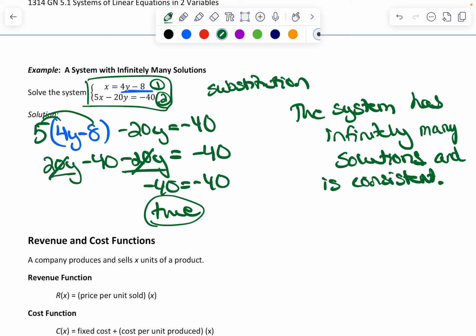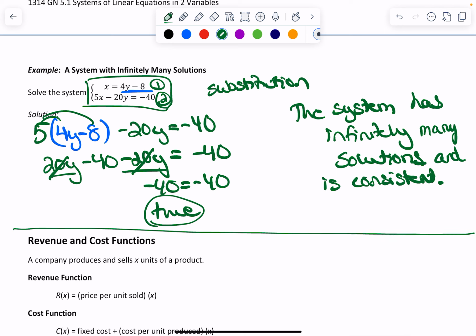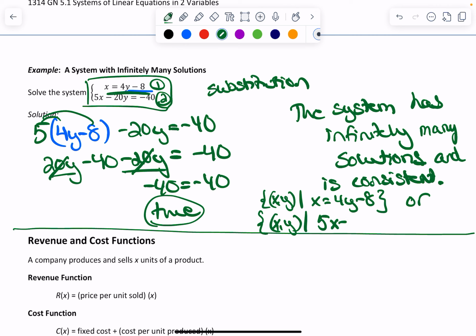Now, the way we can write this in a set is we would do braces so that it is a set and put (x, y) such that x equals 4y minus 8. So that is this one right here. Or we can do (x, y) such that and write the second equation here. Either way is a correct way of writing that this system has infinitely many solutions.